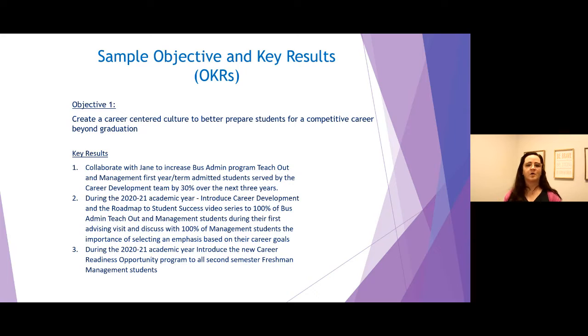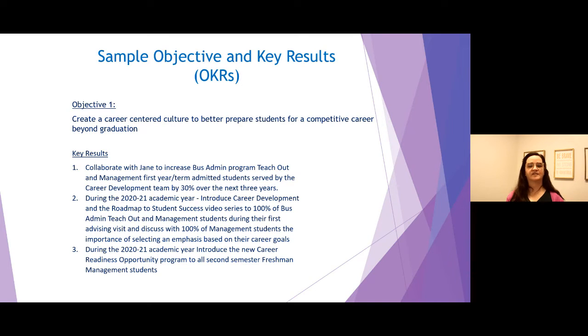And so I really want, as one of my objectives, to create a career-centered culture for our students to help prepare them beyond graduation. Because I have a personal philosophy and belief that it's not really about their diploma. They're going to work hard and they're going to earn that degree, but they should be asking themselves every semester, how is what I'm doing right now preparing me for my future career after graduation? And so I wanted to create that environment for them.